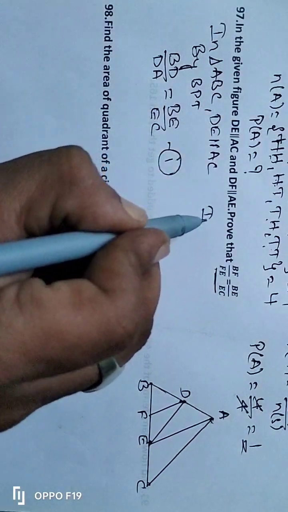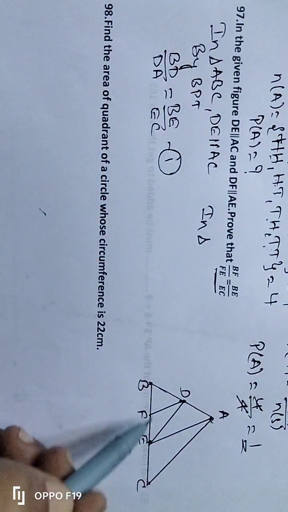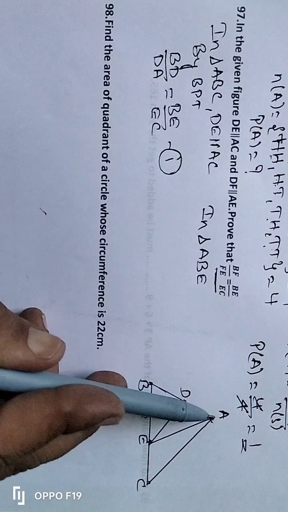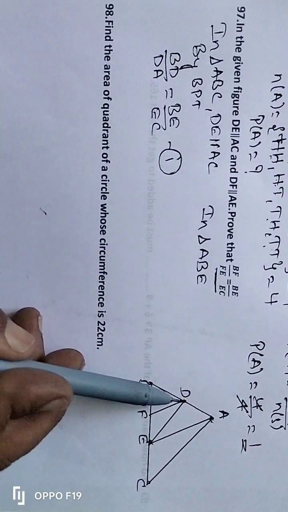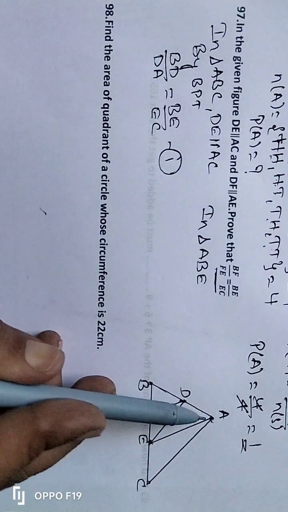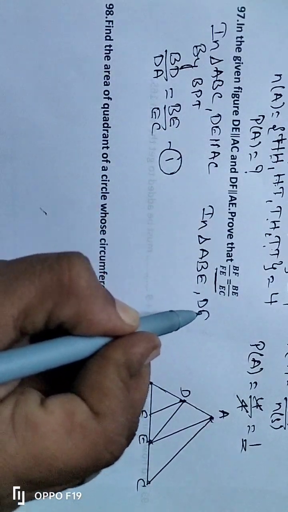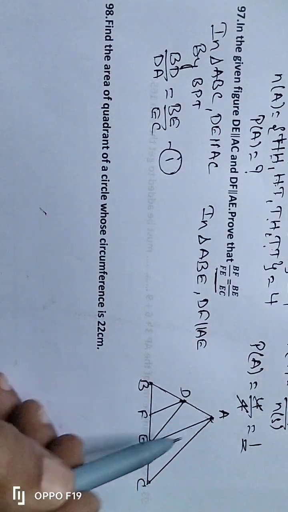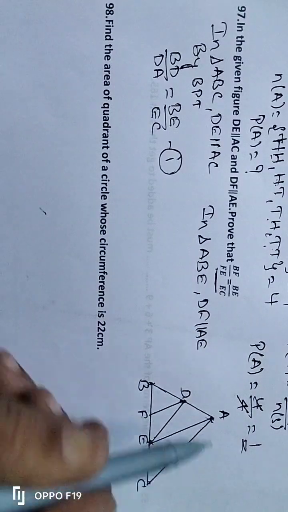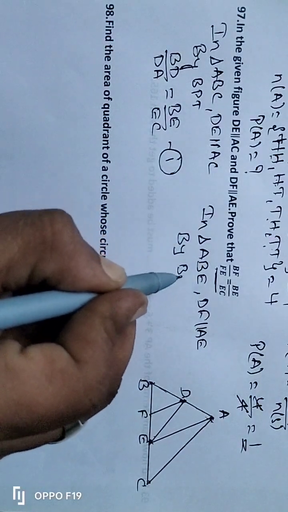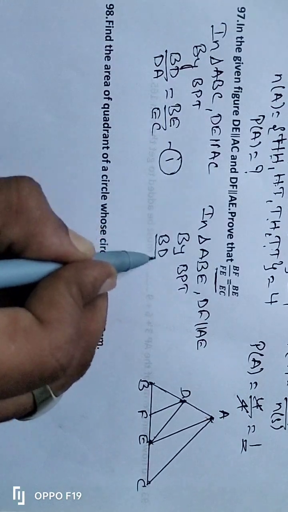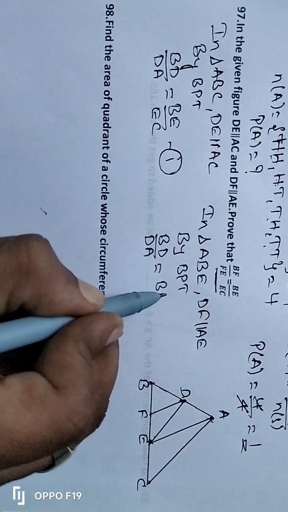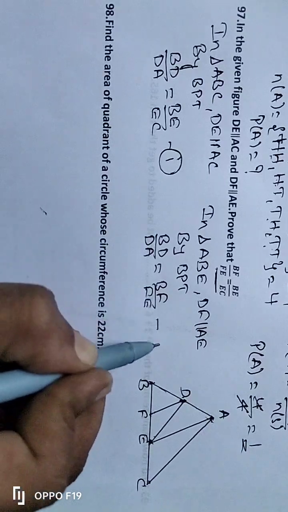Now I will take one more triangle, triangle ABE. In triangle ABE, which are parallel? DF and AE are parallel. So let us write DF parallel to AE. If DF is parallel to AE, then by BPT, BD divided by DA is equal to BF divided by FE. You call this as 2.